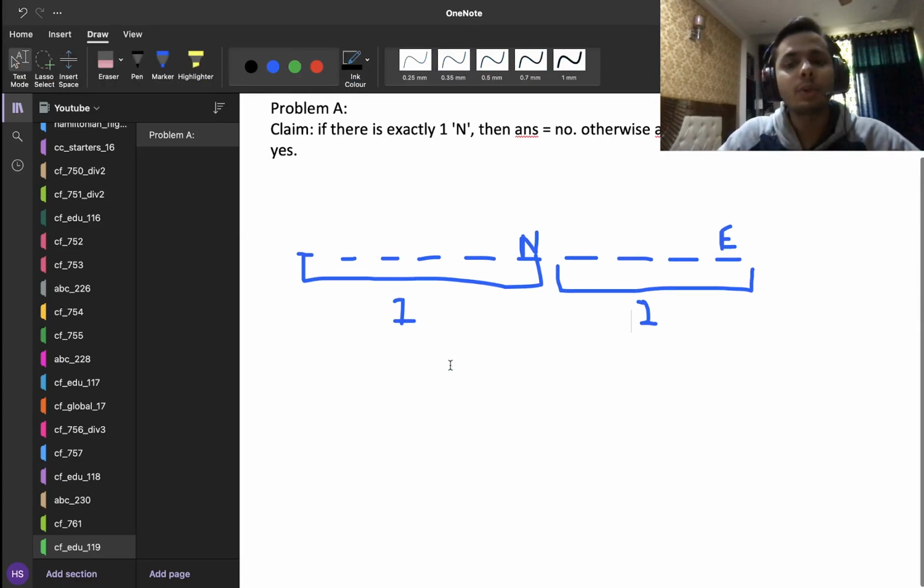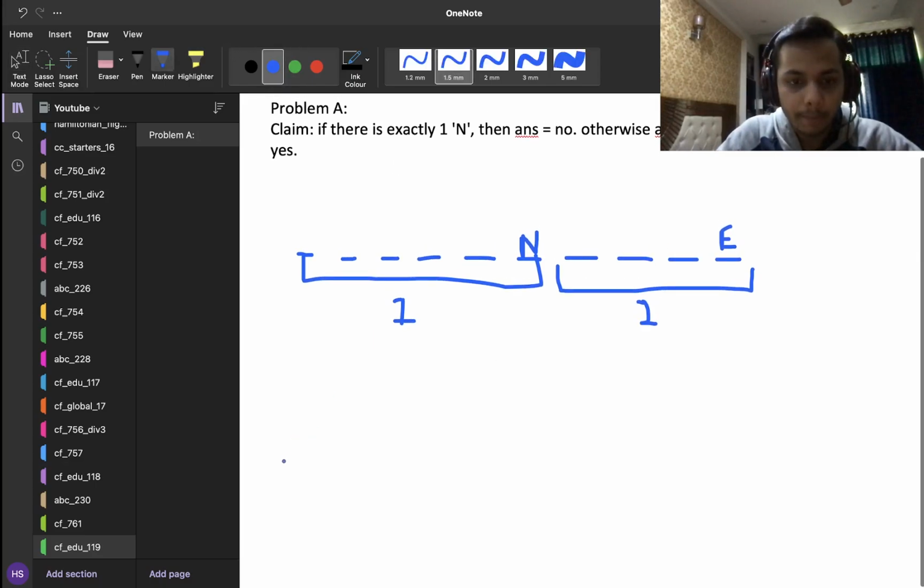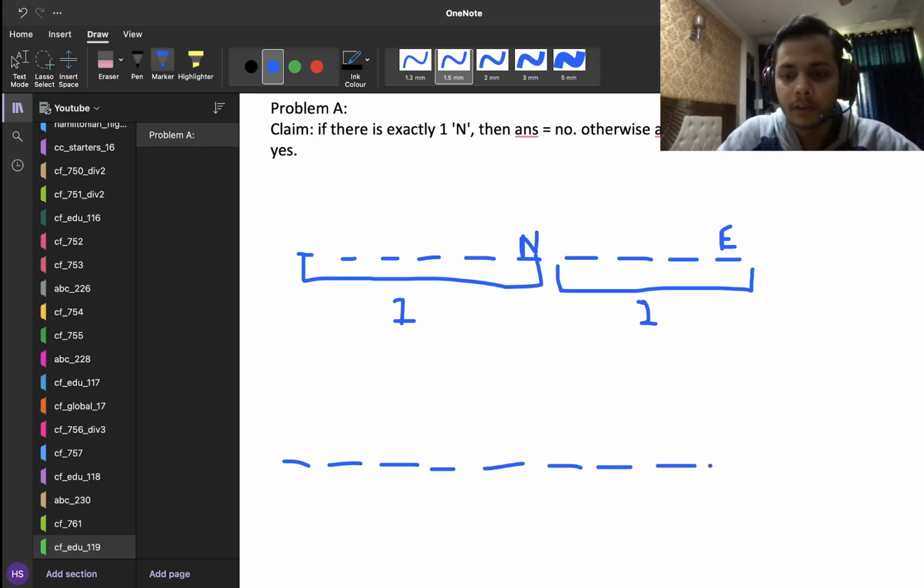But what if there are more than one n's? I also have to prove that if there are more than one n's, then the answer is always going to be yes, and let's see how that is working out. We are basically dividing all the elements into groups. Let's say I get the first n here, and I get the second n here. Then I know that all the elements here are the same.